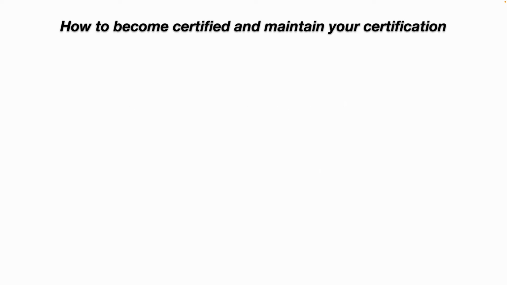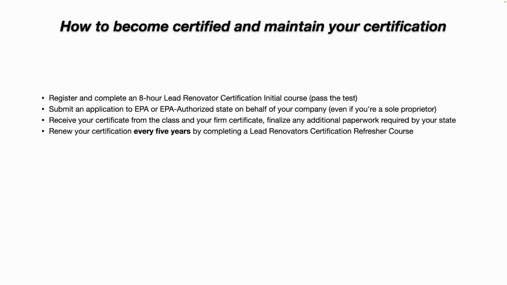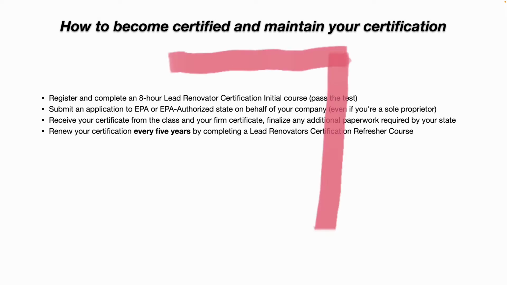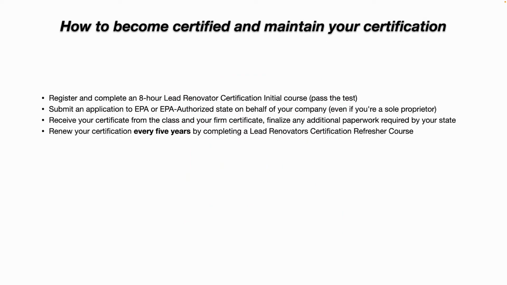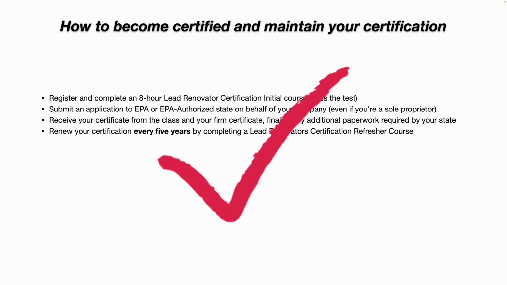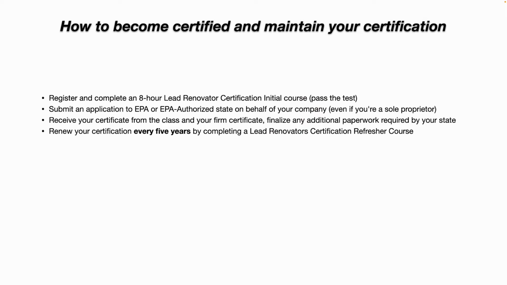How to become certified and maintain your certification. You need to register and complete an 8-hour lead renovator initial certification course. And at the end of that 8 hours, the instructor will give you a test. It's like a multiple choice test. You have to pass that test. They'll grade it right then and there, at least in my case, when I took my test. And then they'll mail you your certification in the mail.